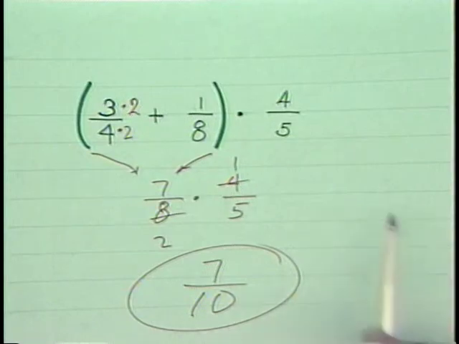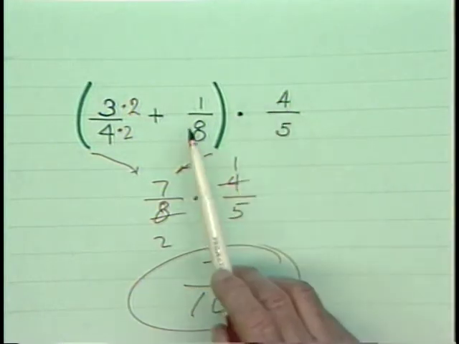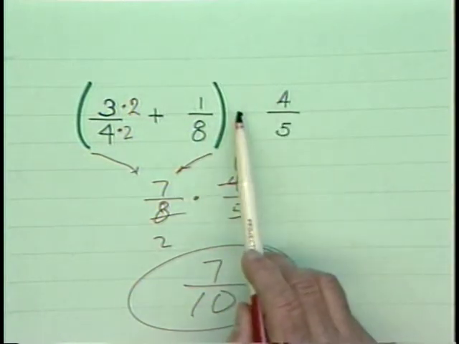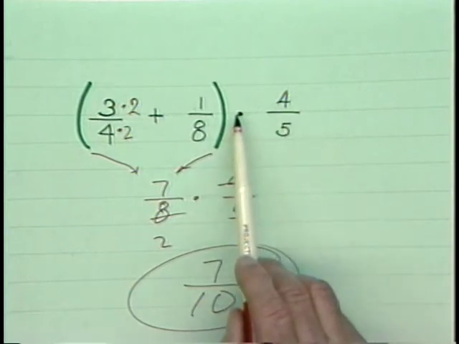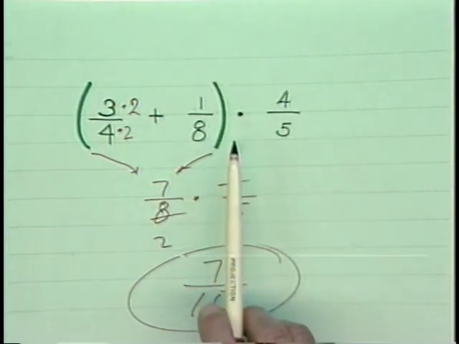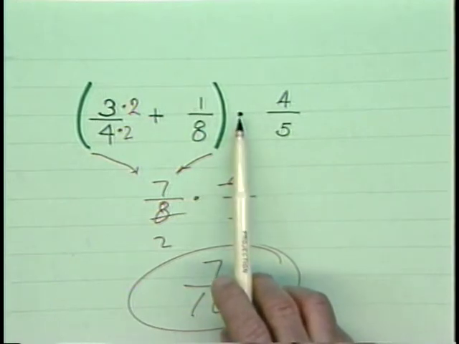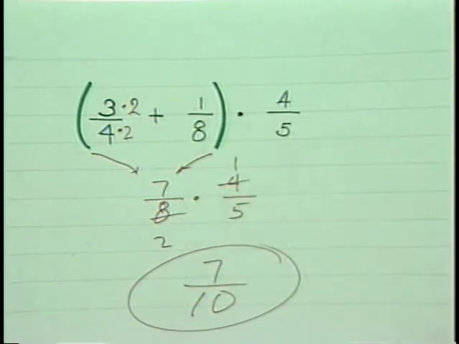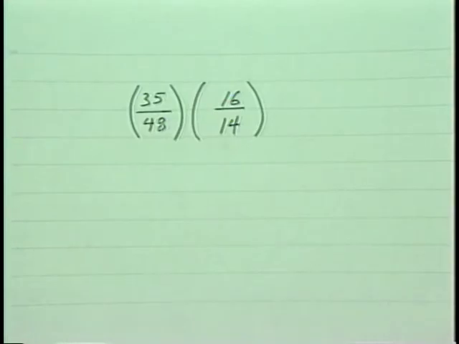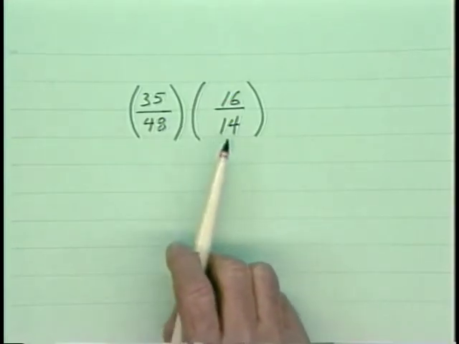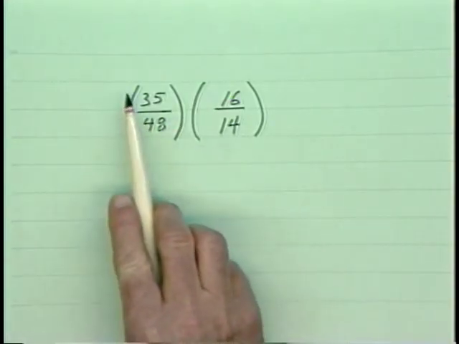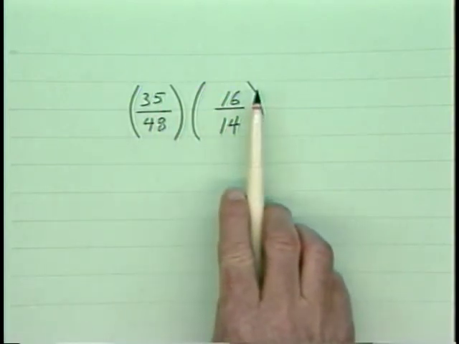7/10. Again, don't be tempted to cancel here, because you're not canceling across multiplication, you're also canceling across parentheses, and the only symbol you can cancel across is times. Except, of course, in the case where there is a single fraction within parentheses.